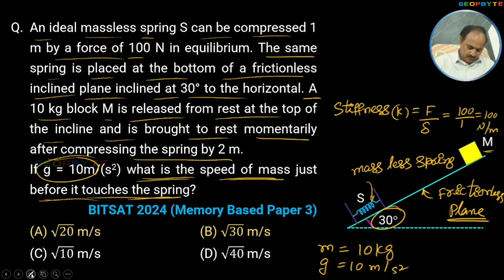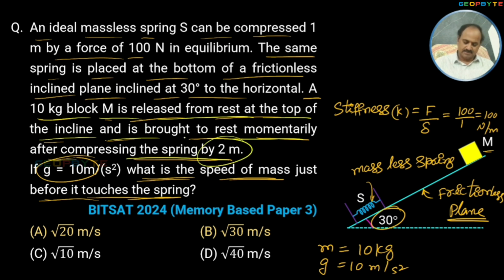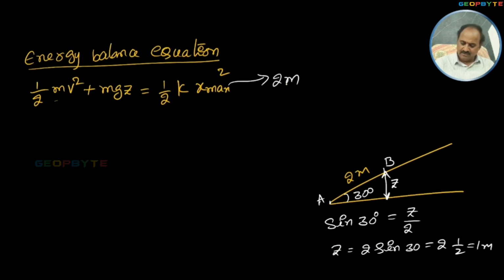Look at that point. The 10 kg block M is released from rest at the top of the incline and is brought to rest momentarily after compressing the spring by 2 meters. That means the maximum deflection of the spring is 2 meters. Then it can be written like this. This V is to be found.